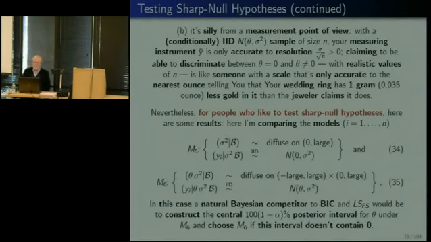Now a Bayesian competitor to BIC and full sample log scores would be to construct the central 100 minus alpha percent posterior interval for theta under Model 6, and then pick Model 6 if this interval does not contain 0. That's a pretty standard thing people do all the time in deciding whether hypotheses are right or not. Construct your posterior distribution, build your 95%, let's say, posterior interval for theta, and see if 0 is in the interval or not. If it's not, you go with Model 6. Otherwise, you go with Model 5.